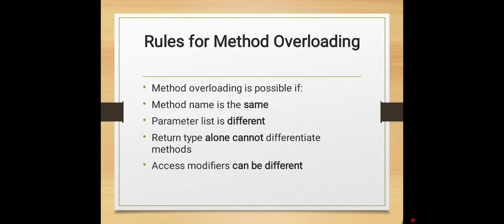Next, let us see the rules for method overloading. Method overloading is possible only if the method name is the same and the parameter list is different. An important point to remember is that the return type alone cannot differentiate the method. The access modifier can also be different, but it does not affect the overloading. So the parameter list difference is mandatory.